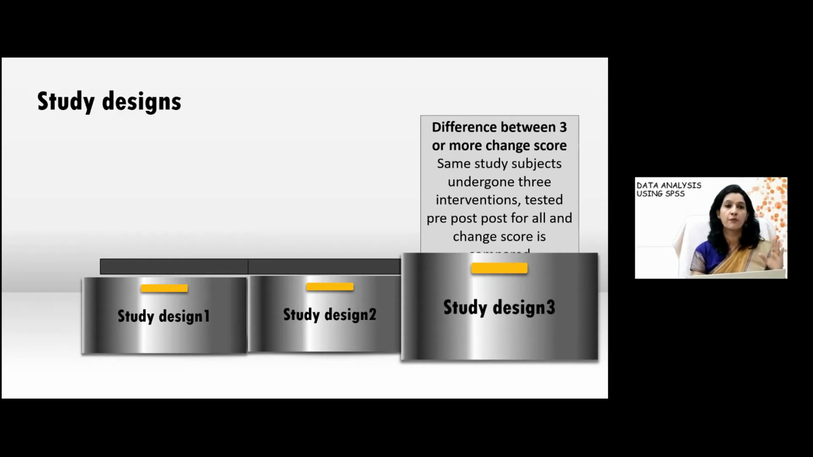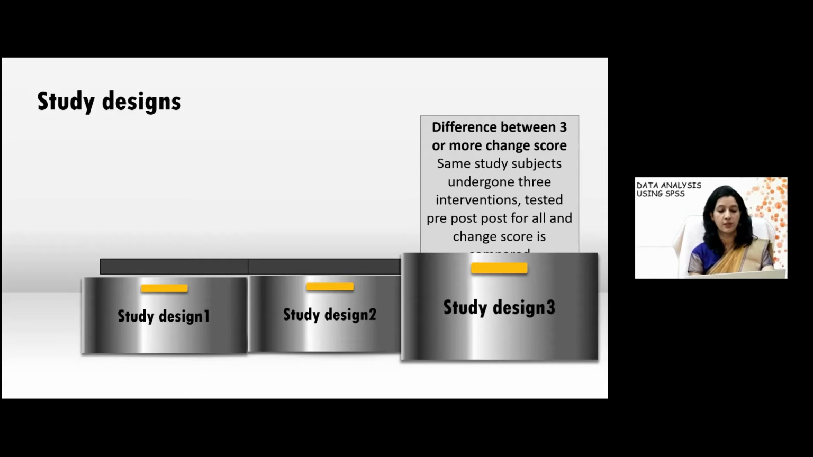The command of repeated measure ANOVA is not through the comparison of means, because till now we have used Analyze, then Compare Means, where we used the paired t-test, the independent sample t-test, and then the one-way ANOVA. But the command of repeated measure ANOVA is through the general linear model. Again, assumptions are the same. You have to test for normality, you have to test for potential outliers, and then you perform this test.